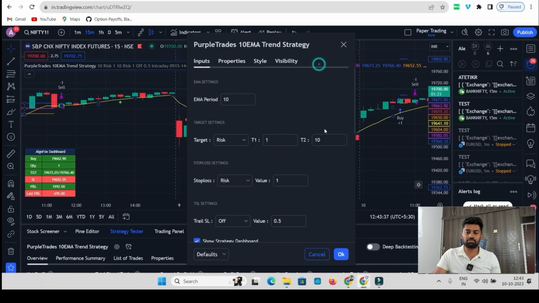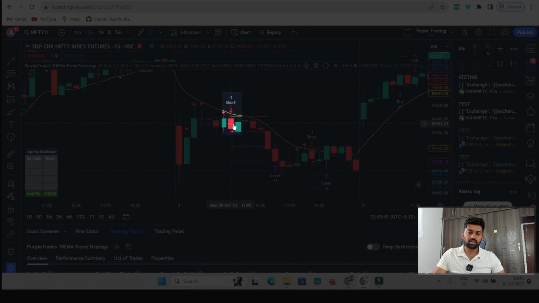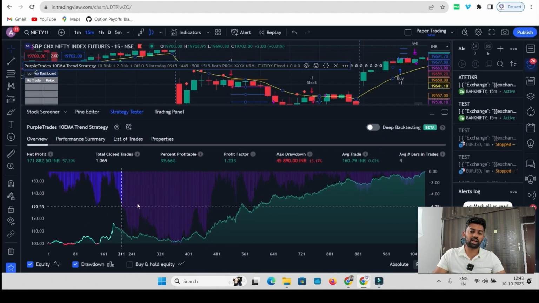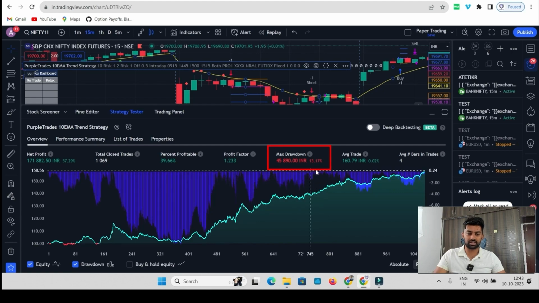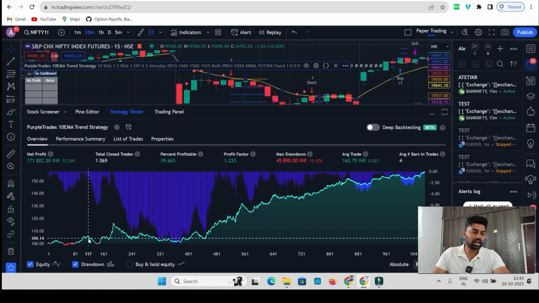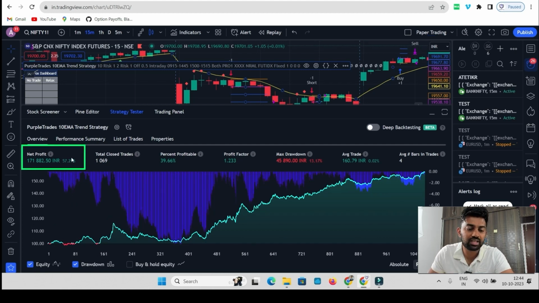So maybe instead of 1:10, I can work with maybe 1:2 and check the performance. If I use 1:2, you can see there's a short, and then the cover of 1:2 was exit. So at 1:2, the graph is even smoother. The drawdown is a little less. In the initial days, we had few loss making days, which is represented by this red color line. And net profit is 57% to 58% on a 15-minute chart.